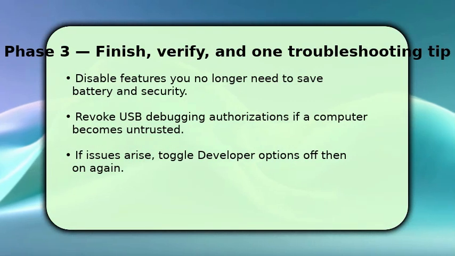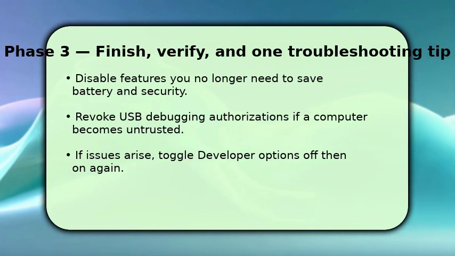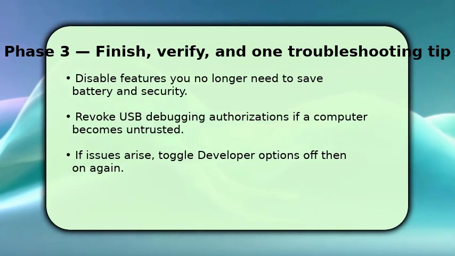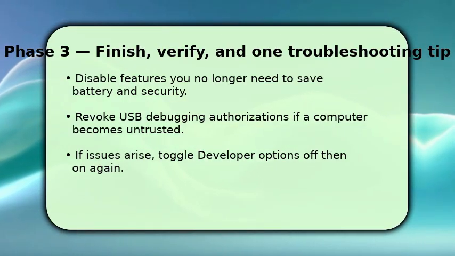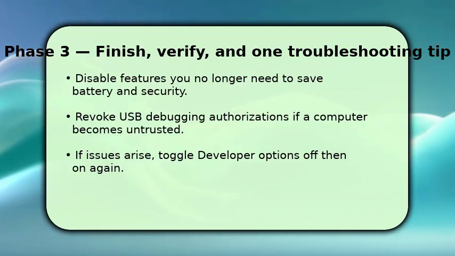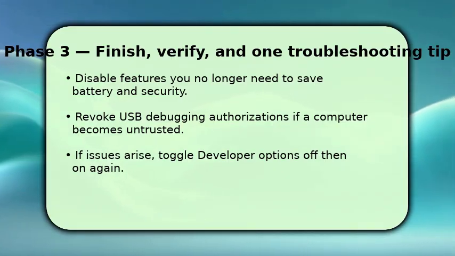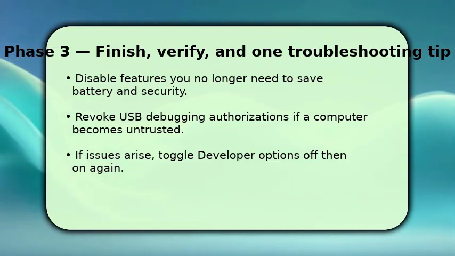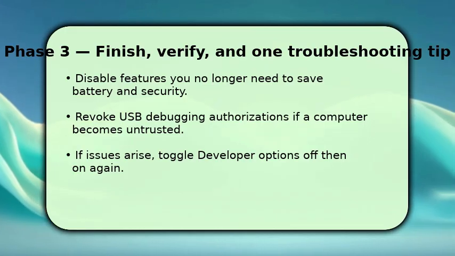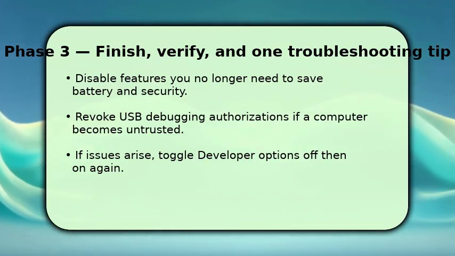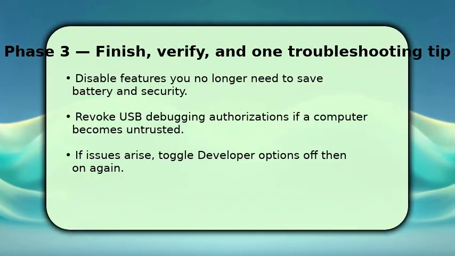You finish by auditing what you enabled. Turn off features you no longer need so battery life and security return to normal. If you used USB debugging, revoke USB debugging authorizations for any unfamiliar computer. If the device behaves oddly after changes, toggle developer options off, reboot the phone, then enable only the required options. This often clears misconfigurations. One key troubleshooting tip: if a single option caused instability, revert that option first before doing a full reset.